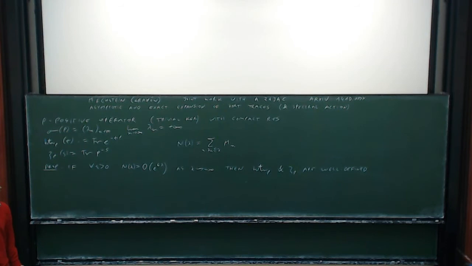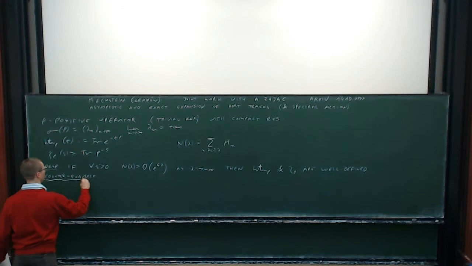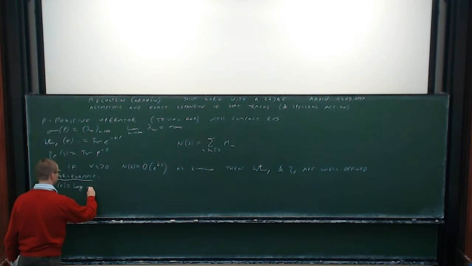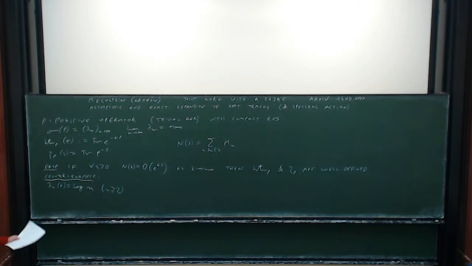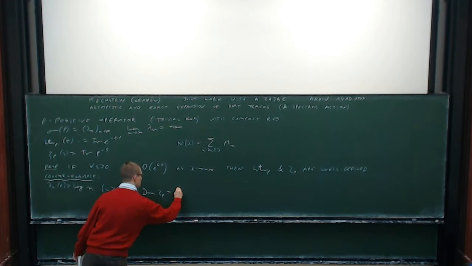Let me give you a counterexample: an operator for which the heat trace is not well defined, nor the zeta function. Just take an operator which has eigenvalues logarithm of n for n greater or equal than two. Then for this operator, the heat trace will be trace class for t greater than one, and the zeta function has an empty domain. So that's more or less the setting.